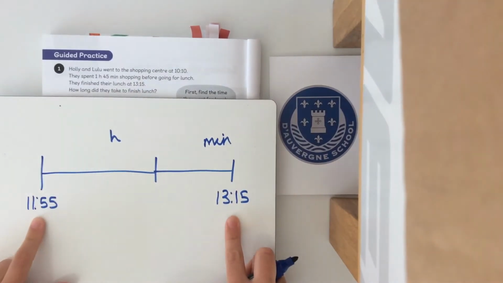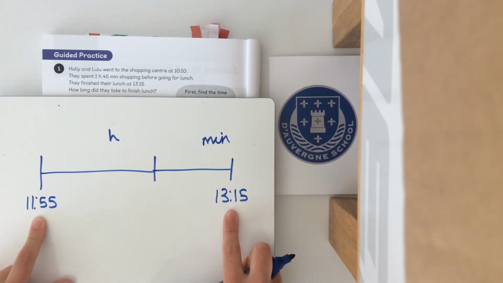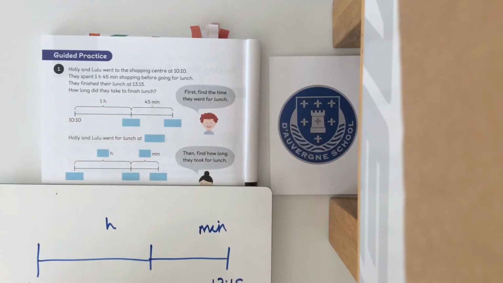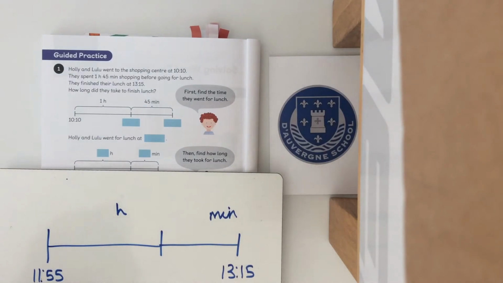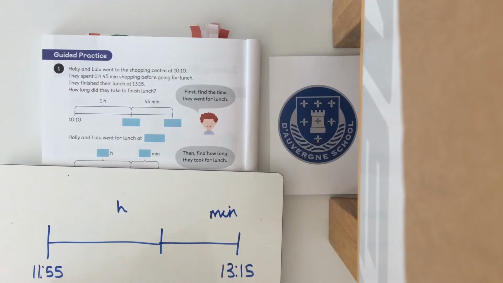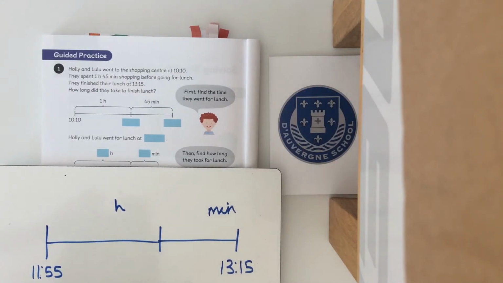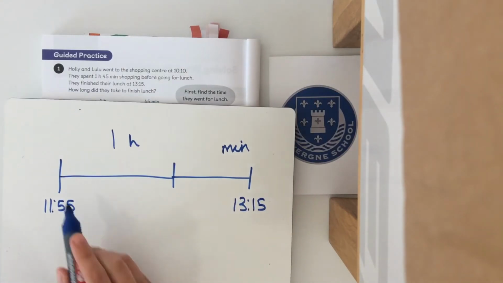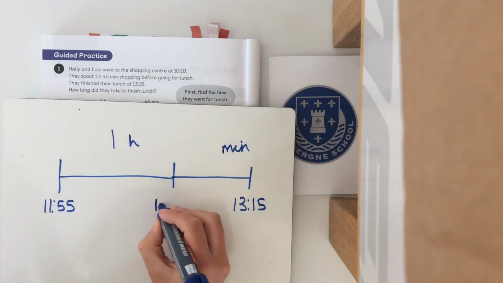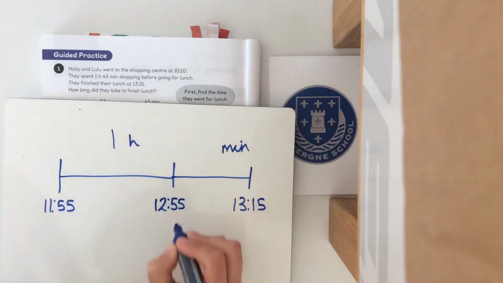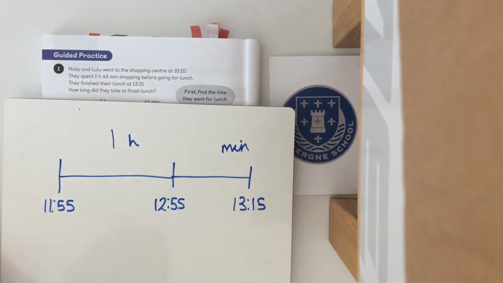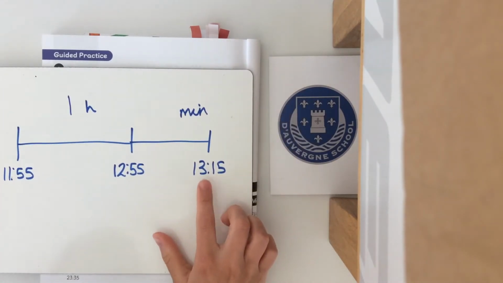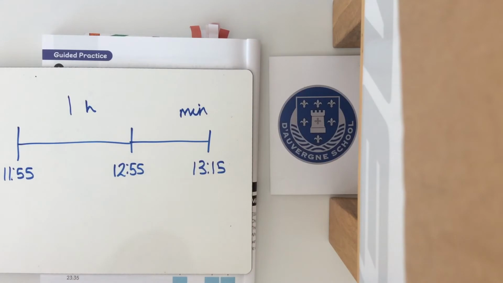So we've been given the start time and the end time of their lunch. Okay. Next thing we need to do is work out the jump difference between this. So in fact, I think I'm probably going to add 1 hour first. I'll do an hour jump, which will take me to 12:55. And then in order to get to 13:15, what is 13:15 in the 12-hour time?